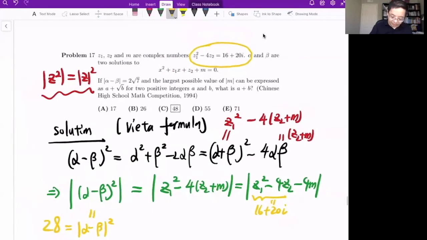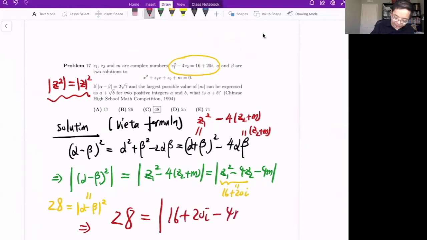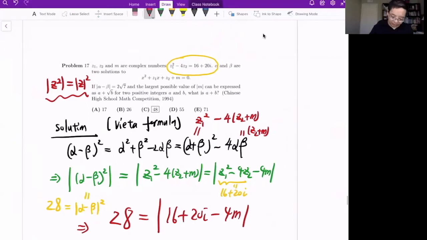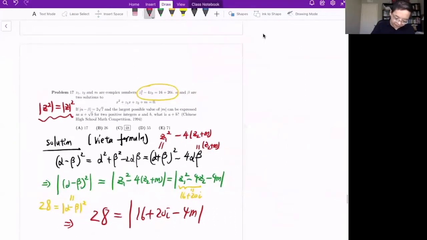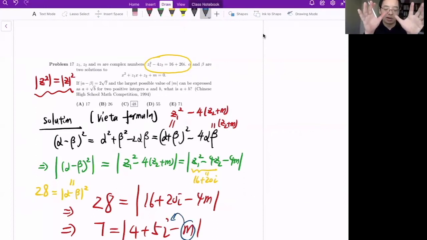Okay, then this gives us an identity. We get 28 equals the magnitude of 16 plus 20i minus 4n. Okay, so clearly we can divide 4 on both sides to further simplify the equation. Here we have 7 equals the magnitude of 4 plus 5i minus n. Now, if you look at this expression, this one just represents the distance from the n to this fixed complex number, the distance 7. If we collect all such n, it's a circle.